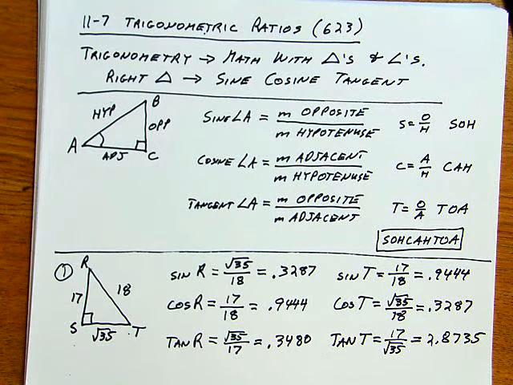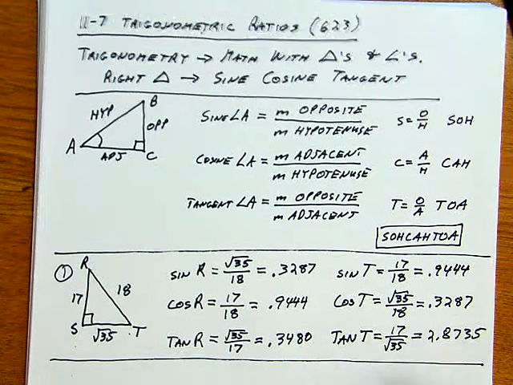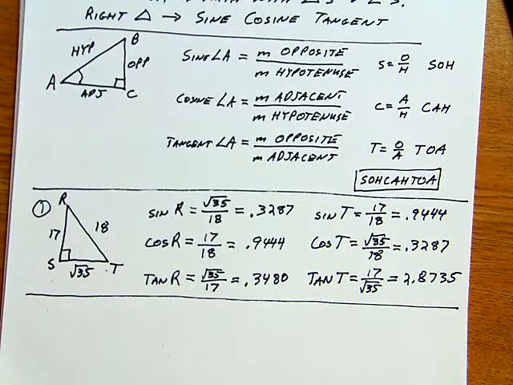All right, we've just looked at a triangle and did the sine, cosine, and tangent of both of those angles. And you don't do sine, cosine, and tangent of the right angle because you don't know which one is adjacent and which one is opposite.